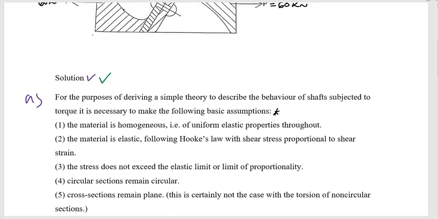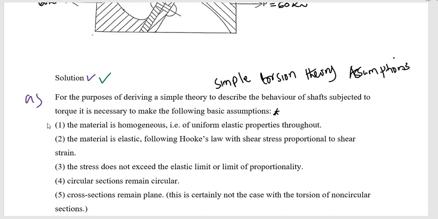The following are the assumptions that are taken in deriving simple torsion. One is that the material is homogeneous. In other words, it is of uniform elastic properties. Next is that the material is elastic and is following Hooke's law with shear stress proportional to shear strain. Number 3 says that the stress does not exceed the elastic limit or limit of proportionality.